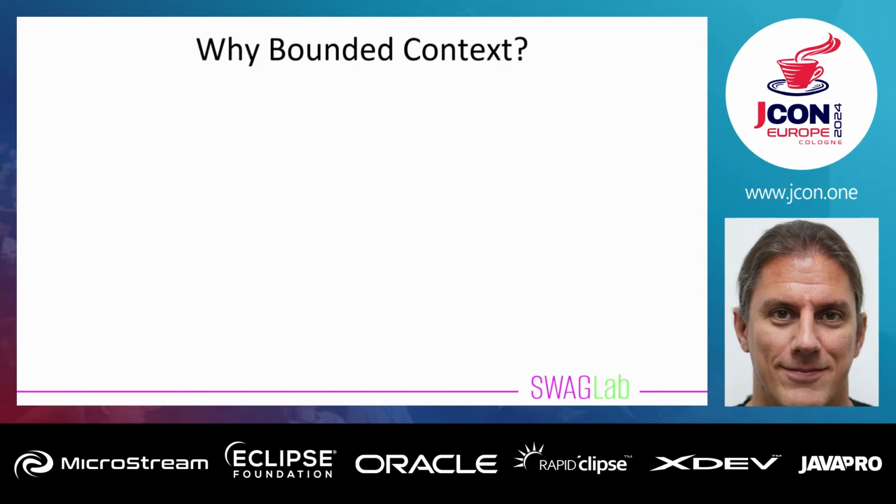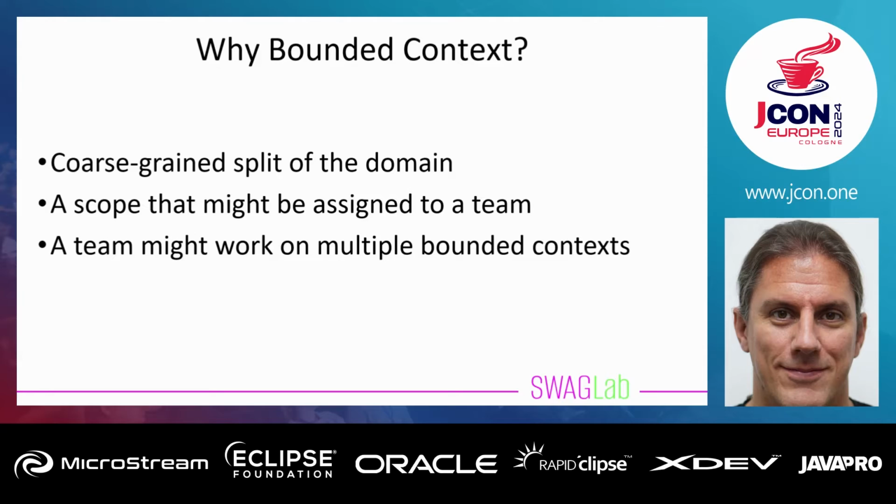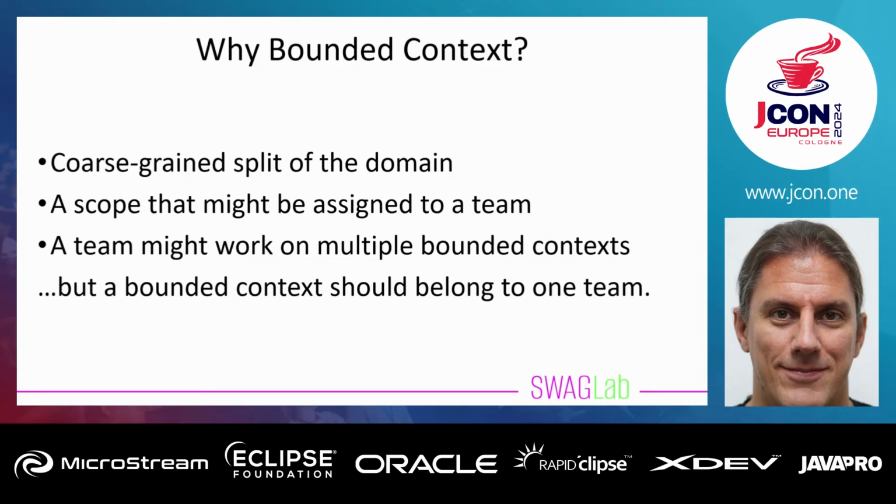Why bounded context? We somehow have to split our domain into something coarse-grained. We have to have something where we say, okay, this team is going to do this and that team is going to do that. Or, we will have this microservice, or we will have this Java package, something like that. So we are looking for something that might be assigned to a team, but a team might still work on multiple bounded contexts because, well, if this is small and there is not too much to be done, then they can certainly work on quite a few. But you should not share bounded contexts between teams, because chances are that then they step on each other's toes.